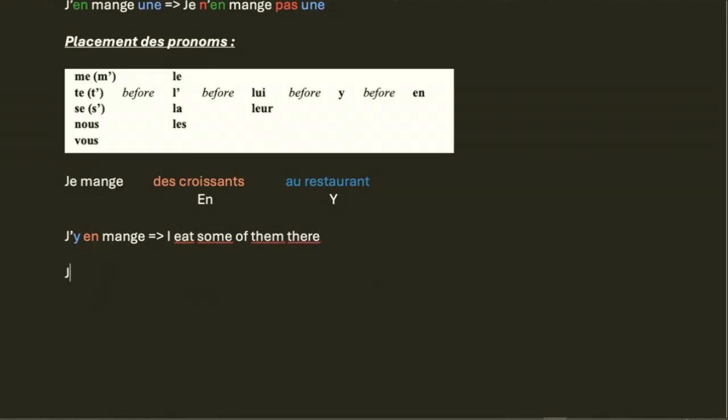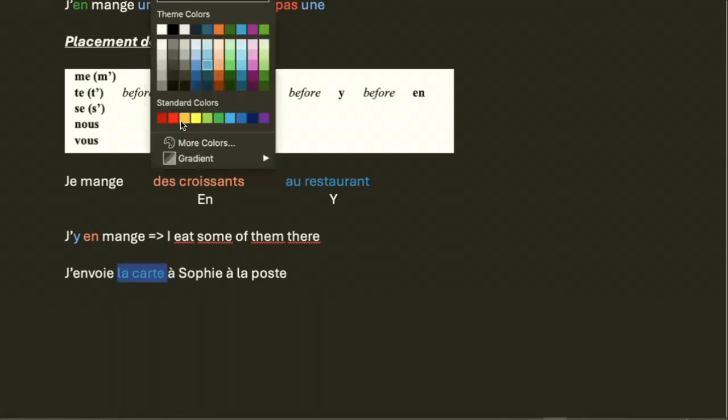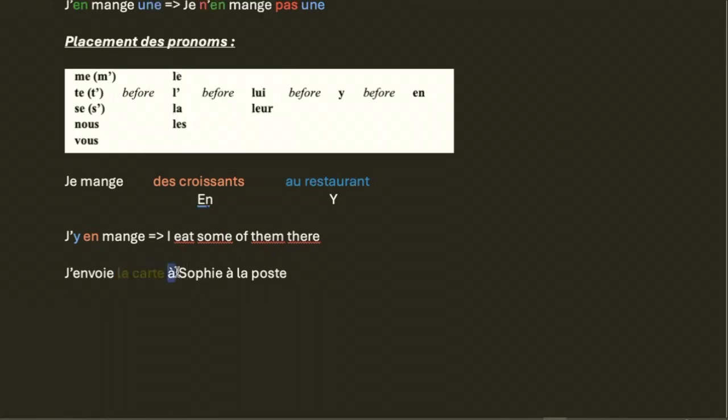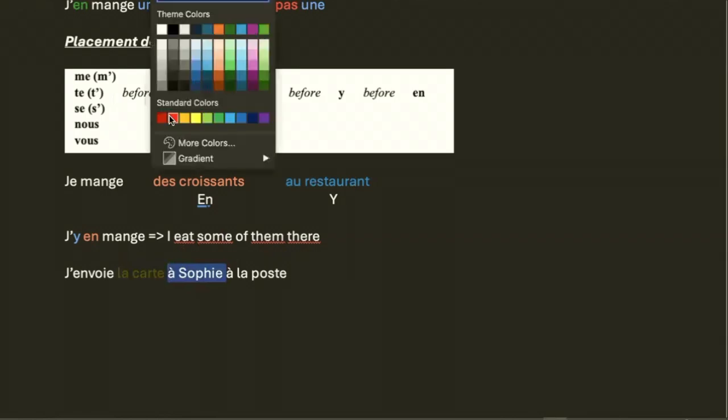So, par exemple, j'envoie la carte à Sophie à la poste. D'accord? So, la carte, that's going to be the direct object. Okay? So I'm going to put that in this color. À Sophie, well, you know what? Let's put a different color so I'm not confused with this one. I'm going to put yellow. À Sophie, so that's going to be the indirect object. It's a person. It starts with à, right?